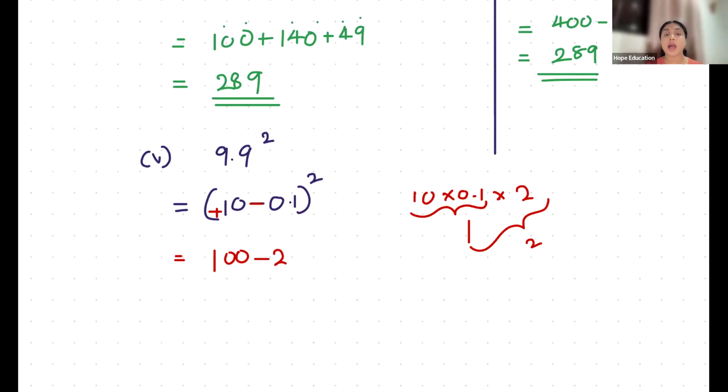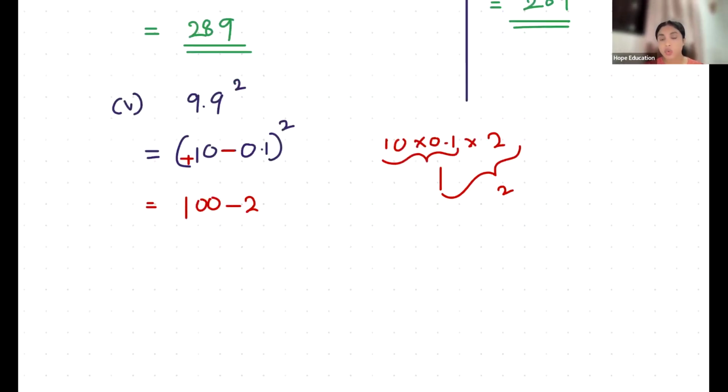Then we take the square of the second term. Second term is 0.1, no? Square of 0.1 means 0.1 multiplied by 0.1. 1 times 1 is 1. There are 2 decimal places. So, we have to put 2 decimal places, like this. That would be 0.01. Here the charge is minus. Minus times minus, answer is plus.